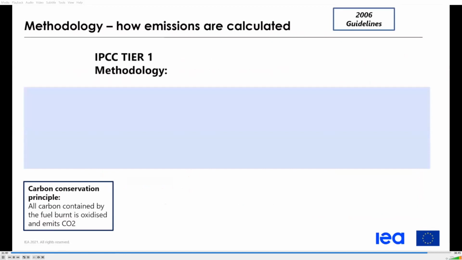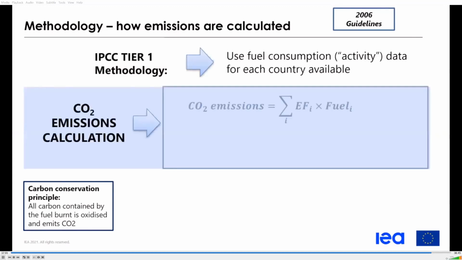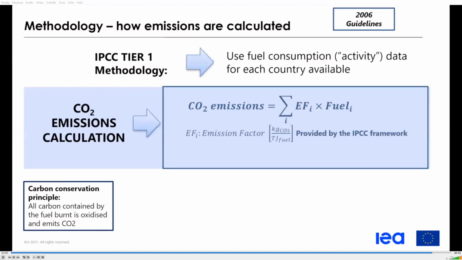The IEA uses the simplest, the Tier 1 methodology to estimate CO2 emissions from fuel combustion, based on the IPCC 2006 guidelines. Based on the Tier 1 method, the CO2 emissions from fuel combustion for a given fuel are calculated by multiplying the amount of fuel consumed in energy terms by the default fuel-specific emission factors provided in the IPCC guidelines.